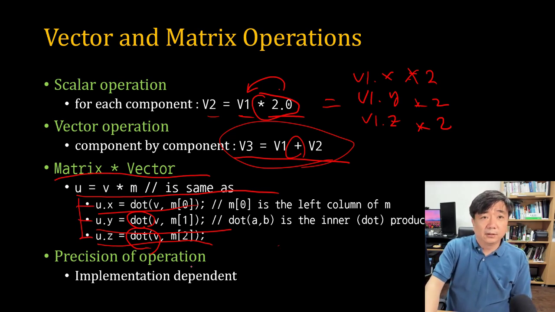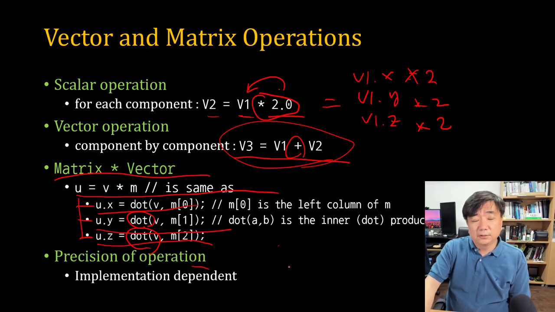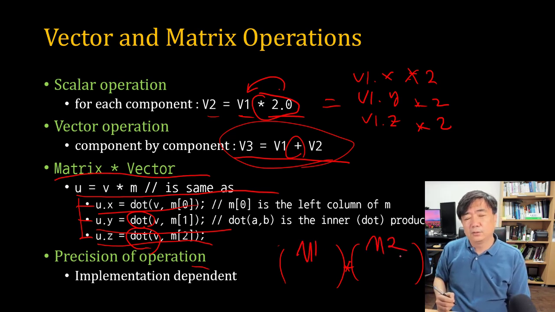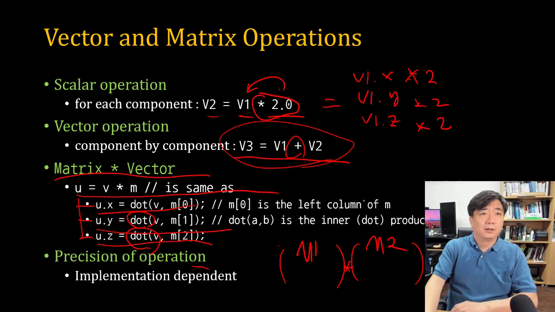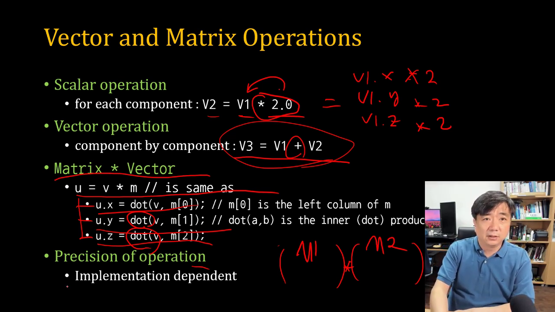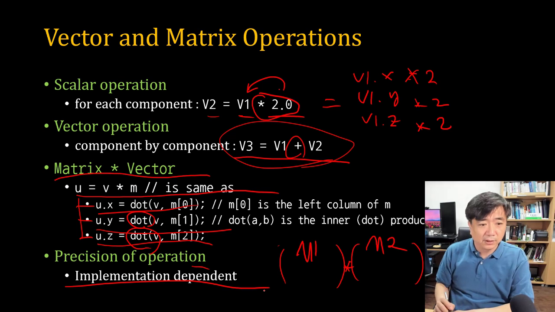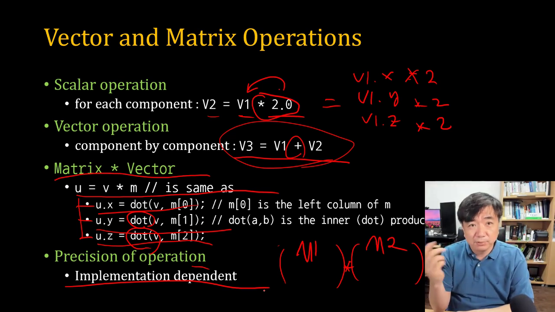Okay, precision of operation. Sometimes I do some kind of matrix multiplication, but its result is slightly different. Can we predict the precision of matrix multiplication? So, no, it is not possible. The precision of operation is implementation dependent, so we cannot predict. Some chips have high precision multiplication. Some chips do not have high precision multiplication.